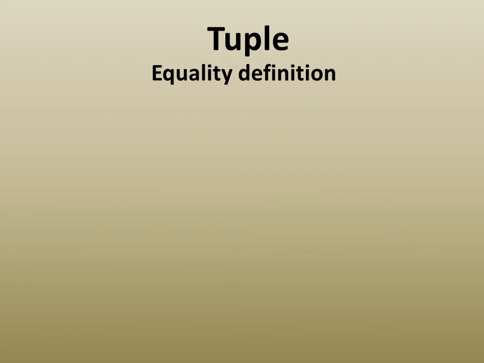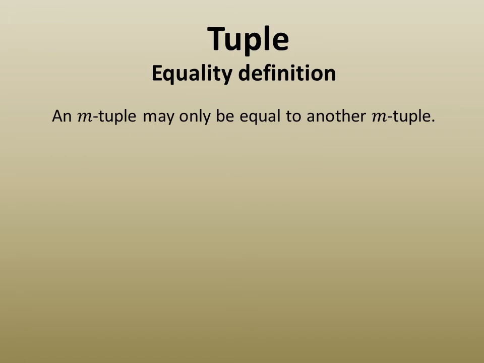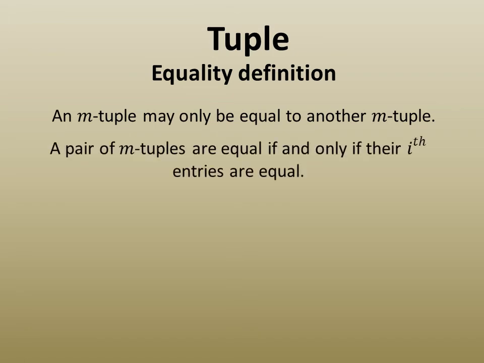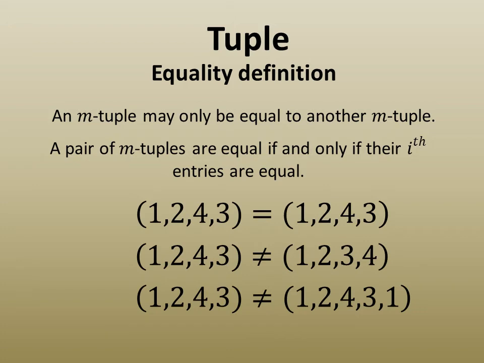We define two sets to be equal when they contain the same elements. In defining tuple equality, we first state that an m-tuple may only be equal to another m-tuple. A pair of m-tuples are equal if and only if the ith entries of both of them are equal. The statements below then are all true.